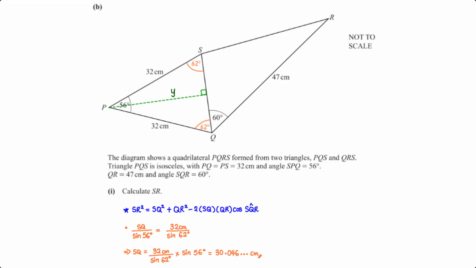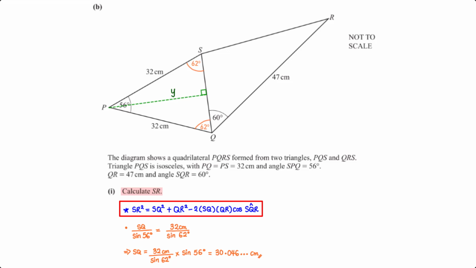The diagram shows a quadrilateral PQRS formed from two triangles, PQS and QRS. Triangle PQS is isosceles with PQ equals PS equals 32 centimeters and angle SPQ equals 56 degrees. QR equals 47 centimeters and angle SQR equals 60 degrees. Calculate SR. To get SR, we apply the cosine rule to triangle QRS.